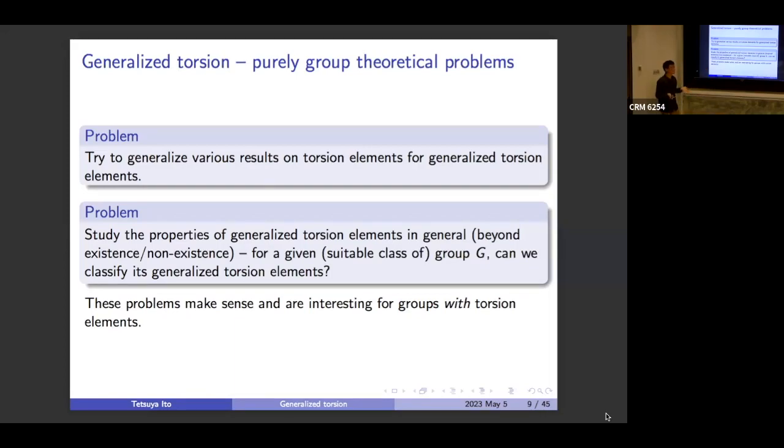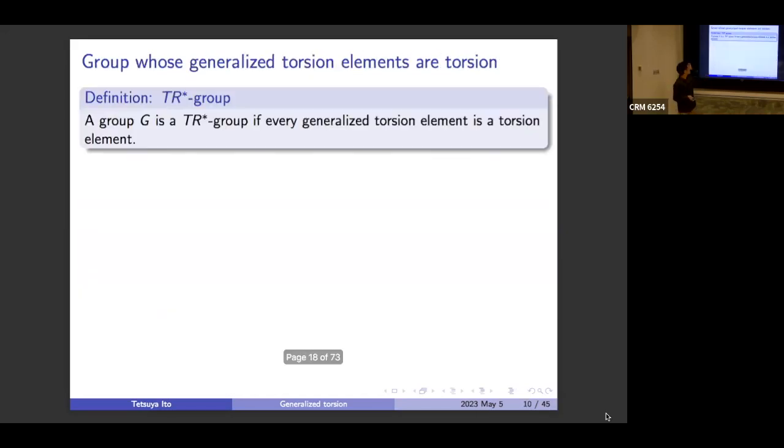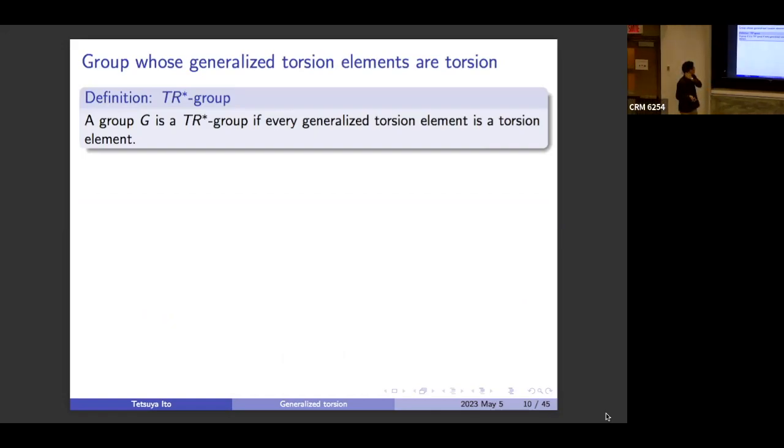This problem, of course, makes sense and is interesting for groups with torsion elements. So my first step is to consider a group that possibly contains torsion, and then try to see to what extent the properties of torsion elements can be generalized to generalized torsion elements. I will present one natural example. Let us call a group a TR star group if every generalized torsion element is actually a torsion element.